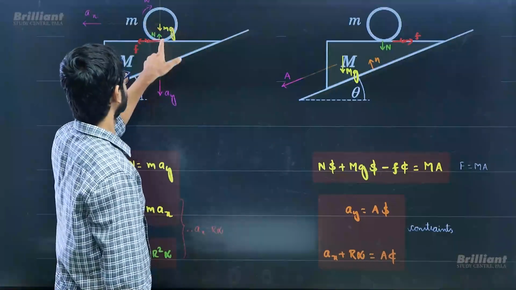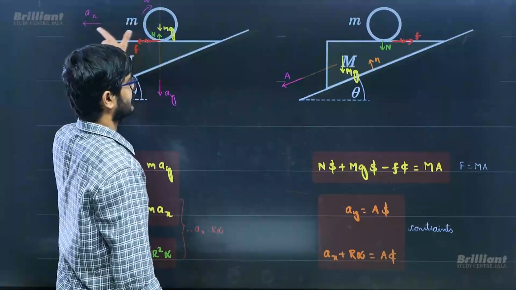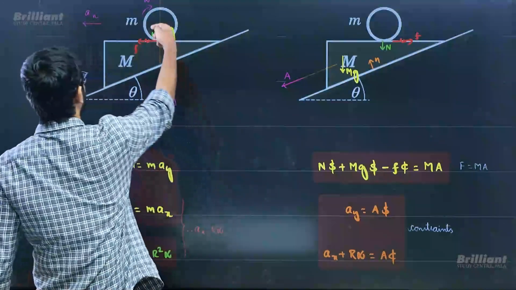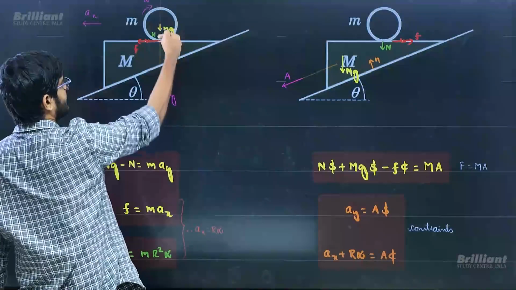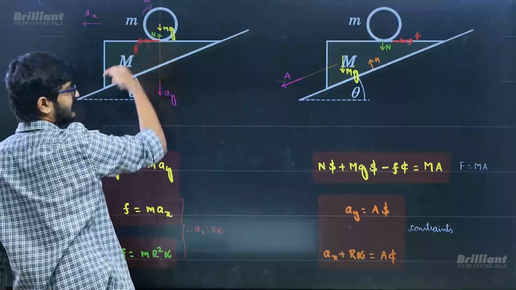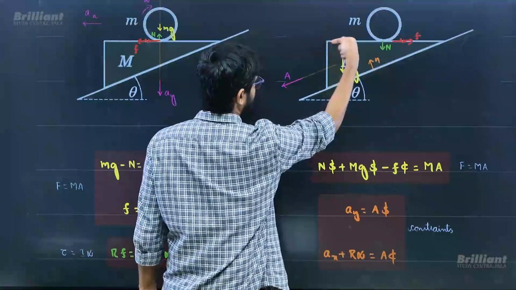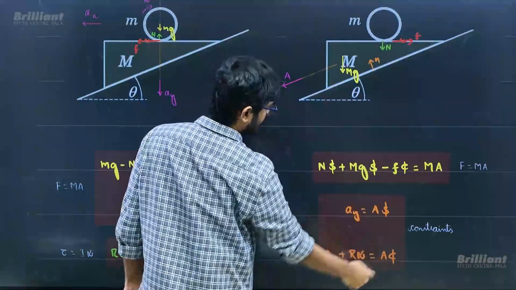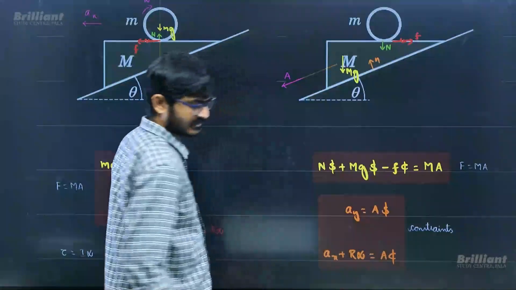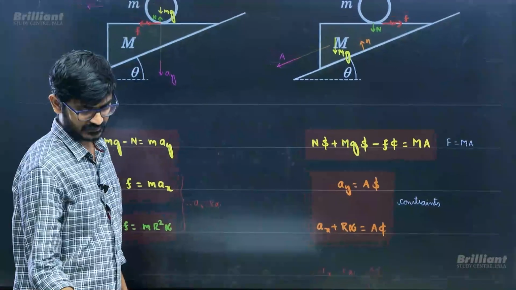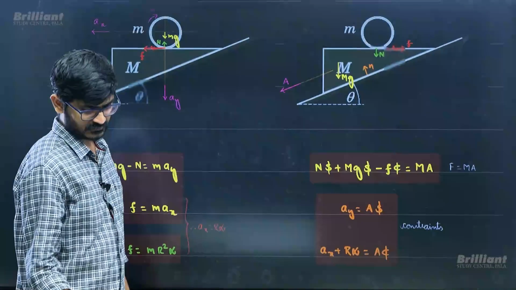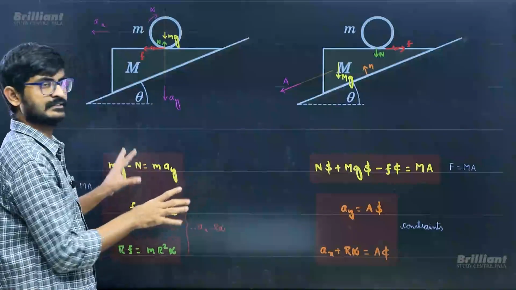So this point's acceleration along this direction, how much is that? Due to motion of the center of mass it is ax, due to motion about the center of mass it is r alpha. So ax plus r alpha equals the acceleration of this guy along this direction, which is a cos theta, right. So those are the equations. You need to take care of the equations. So essentially that's the solution of the question.